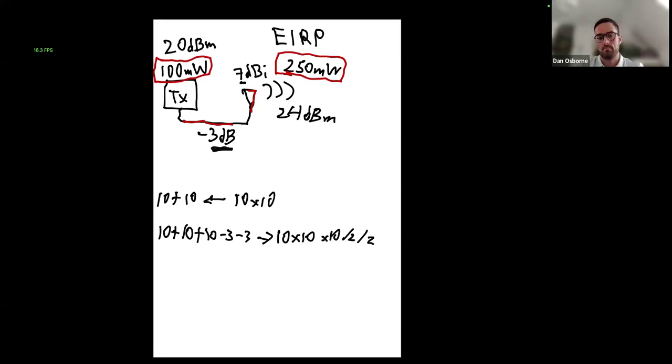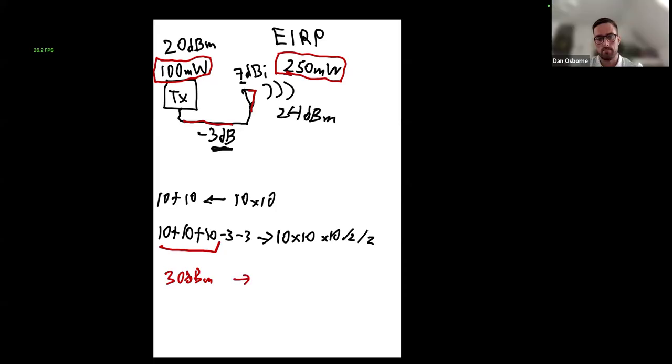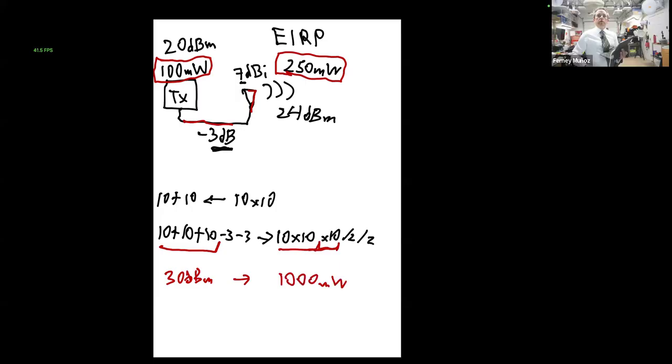dBm. So 10 plus 10 plus 10, that's 30 dBm, right? How many milliwatts is that? 1,000. 10 plus 10 plus 10 becomes 10 times 10 times 10. That's 10 times 100, that's 1,000. So 1,000 milliwatts. So which one's stronger? It's the same.